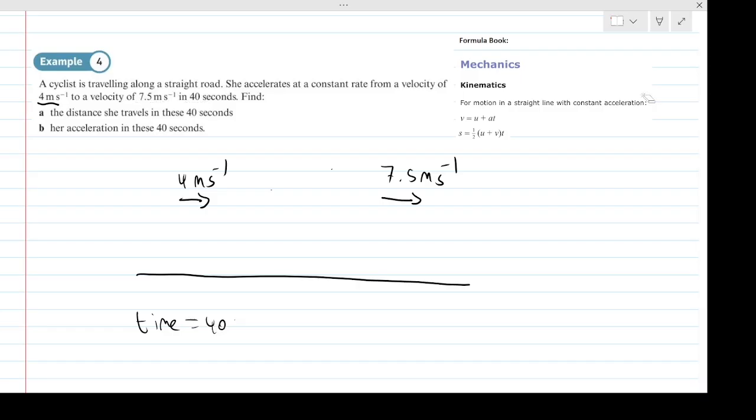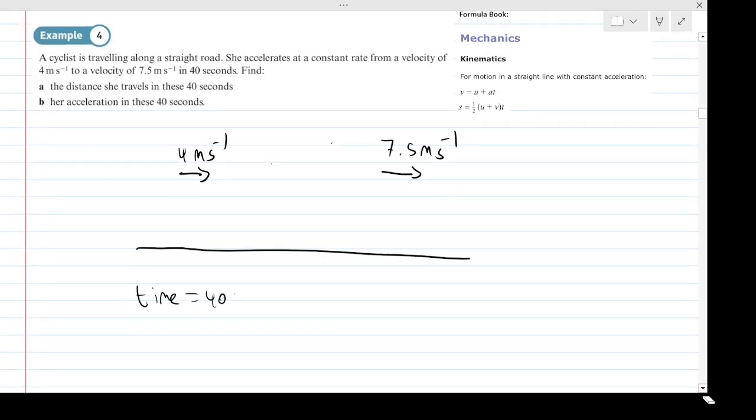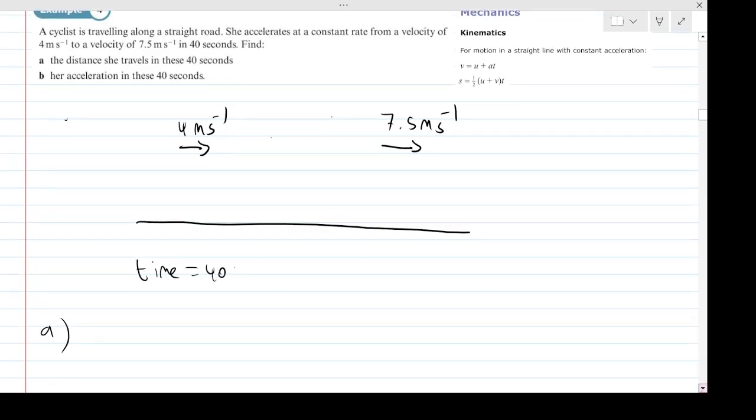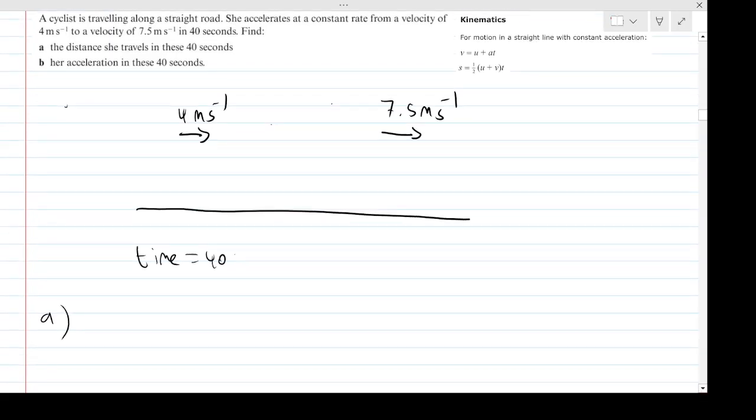So what we have is the initial velocity, the final velocity, and the time between the two parts of the journey. In part A, we want to find the distance. With these sort of questions, you can have your own method for how you lay it out, but how I would do it is, obviously we've got SUVAT. S is for displacement or the distance. We actually want to find S, so I'm going to put a question mark. That's what I want to work out.